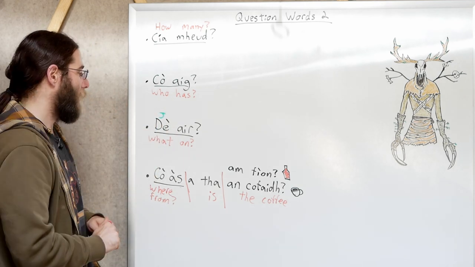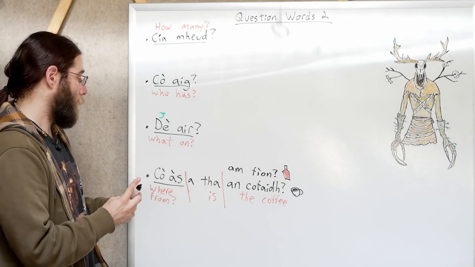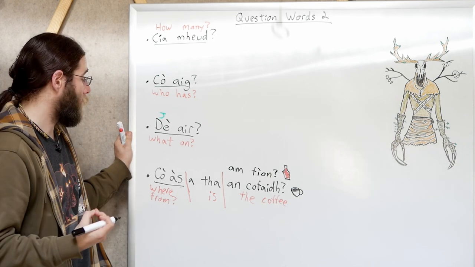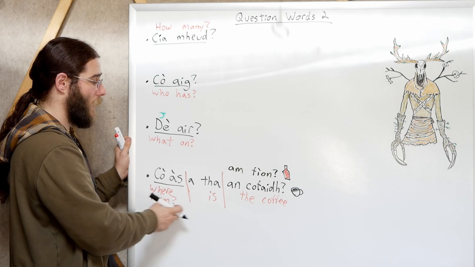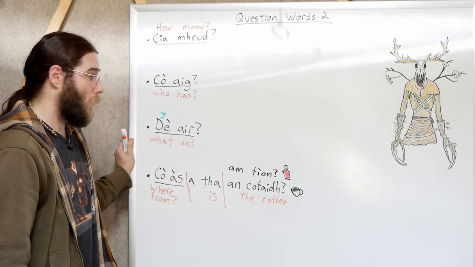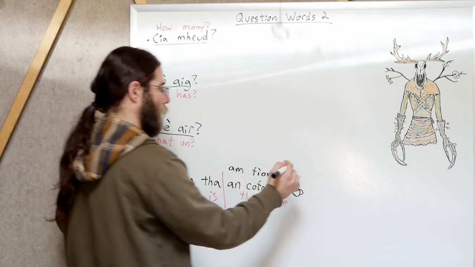Okay. So how do we respond? It's important to be able to respond to these questions too. Coas, aha, amphian. Coas, aha, and coffee. Let's see. Let's go with the wine. Coas, aha, amphian.